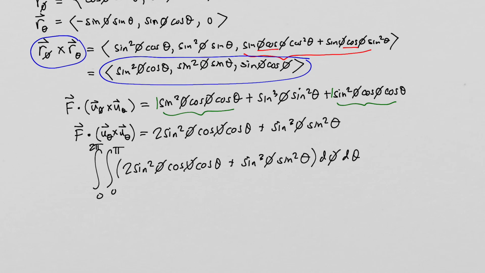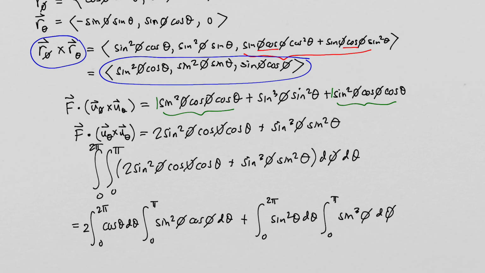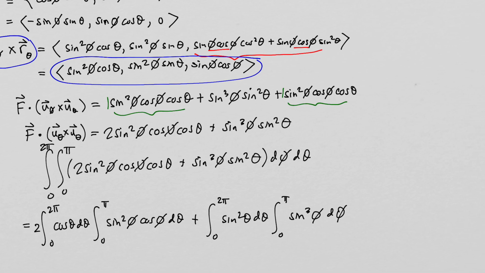Now, both of these can be separated, and so what we have is the following. Okay, and if you perform all these integrations, which I am not going to do in this video, you get 4 pi over 3.